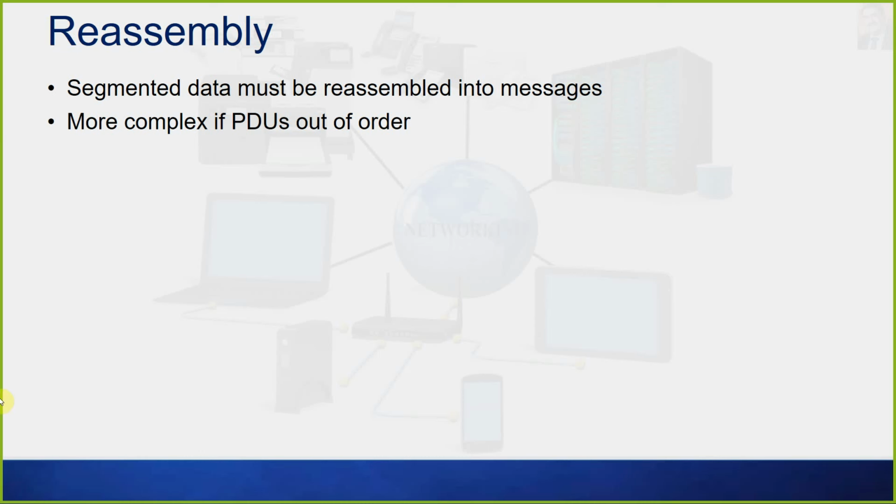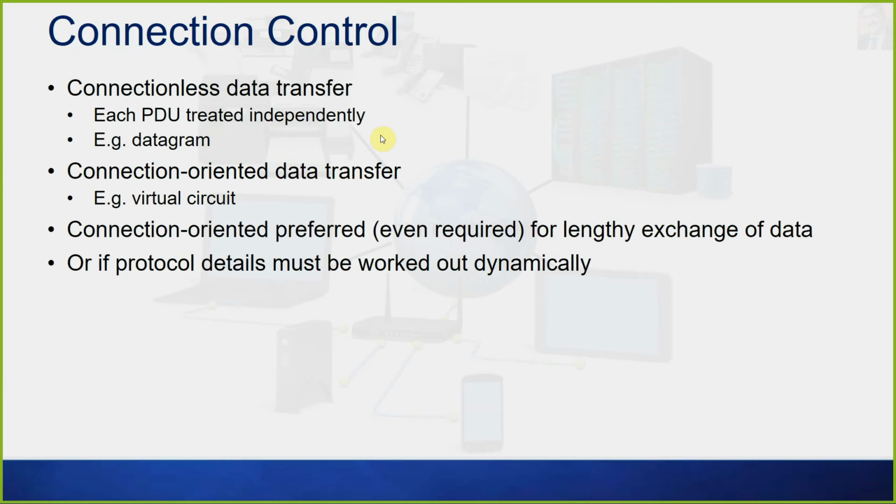Segmented data must be reassembled into messages, which is more complex if PDUs are out of order. Connection control: connectionless data transfer. Each PDU is treated independently. For example, datagram.